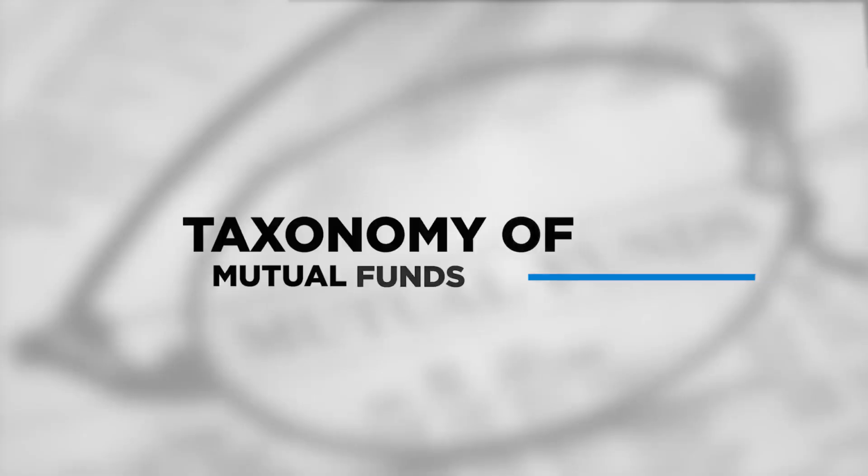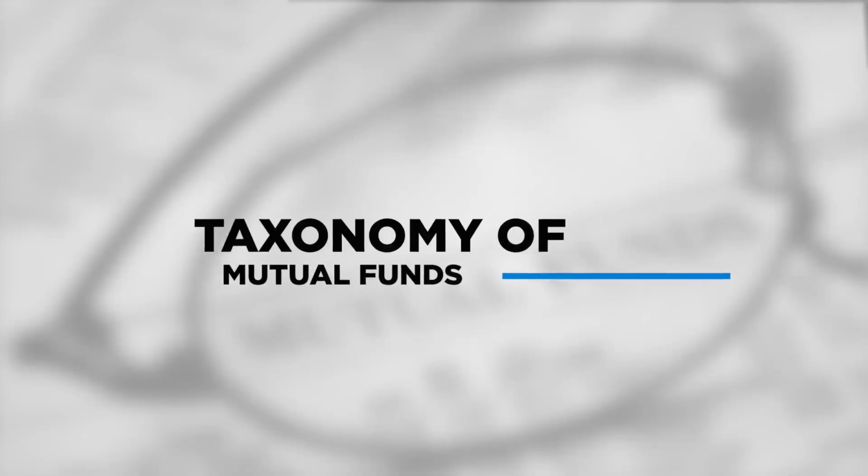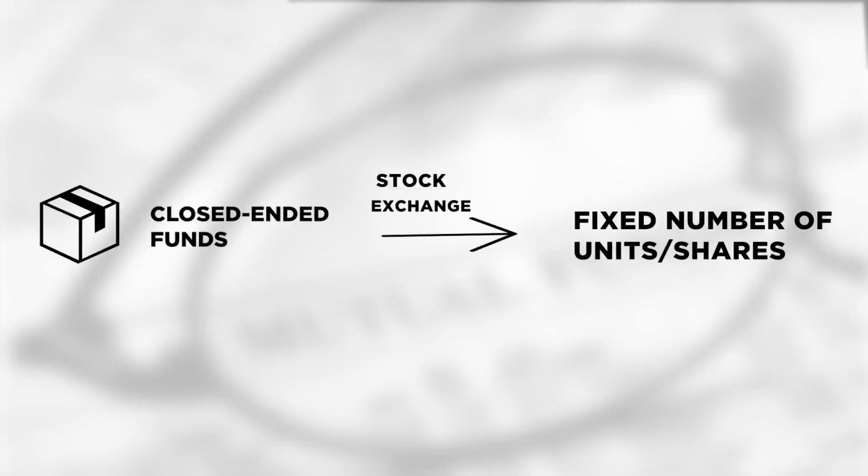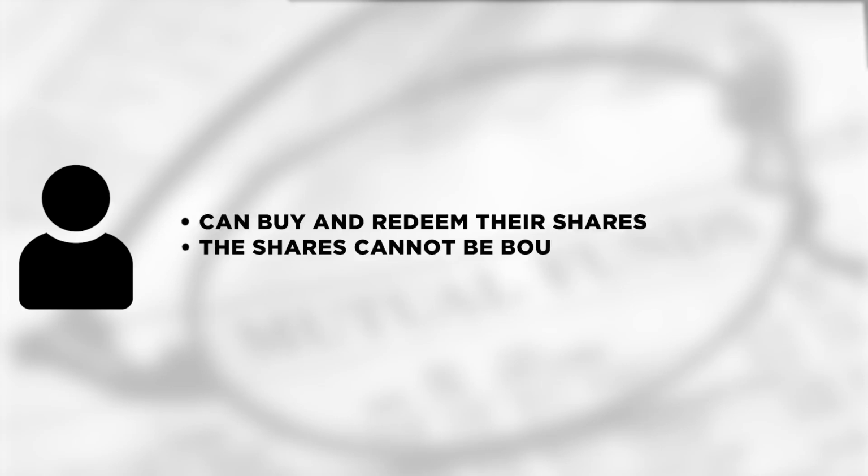Let's look next at the taxonomy of these mutual funds. Broadly, mutual funds can be classified as open-ended funds or closed-ended funds. A closed-end fund issues a fixed number of shares which are listed on a stock exchange. Investors in the fund can buy and redeem their shares by trading on the exchange. The shares cannot be bought or redeemed from that closed-end fund.